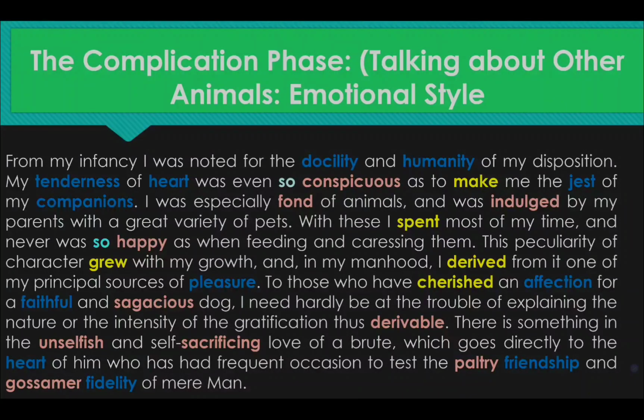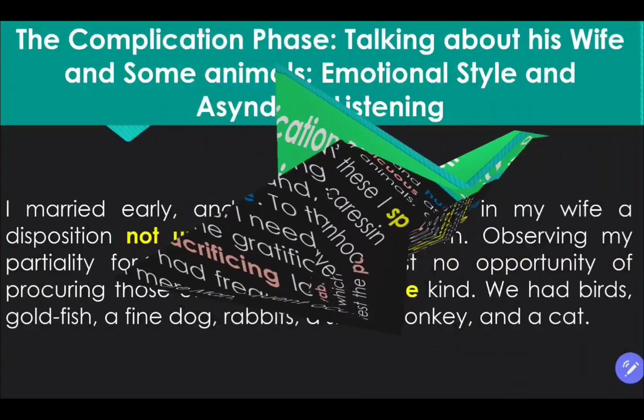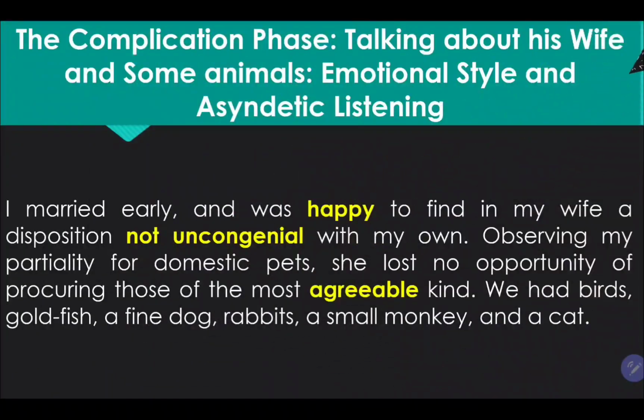Now the complication phase is still at the beginning, and he turns to talk about his wife and some other animals. The style is still emotional, but now he uses another technique, which is called asyndetic listing. By asyndetic listing, it means that when you are trying to list a series of things or people or anything, you do so without the use of and. The opposite is syndetic listing, which is the use of and whenever we are trying to count something.